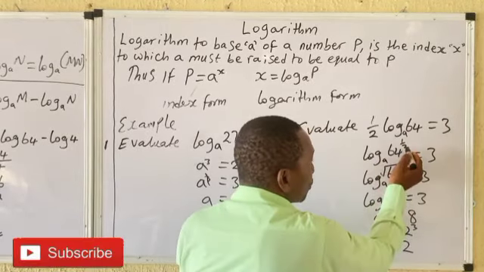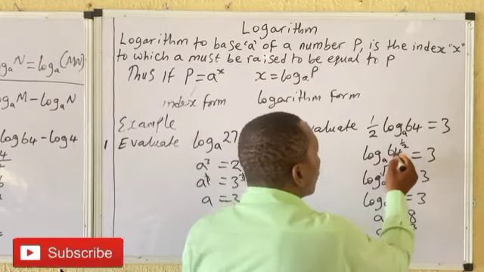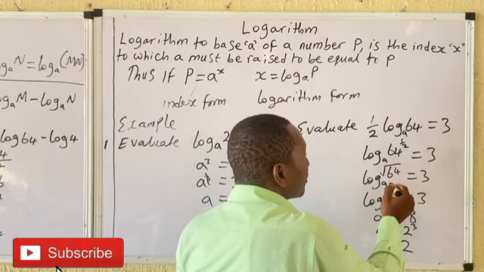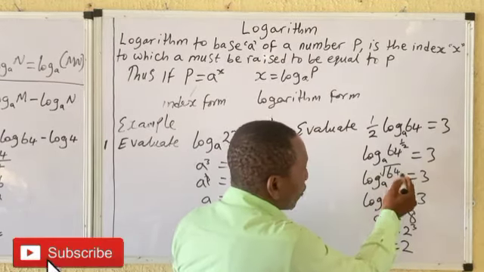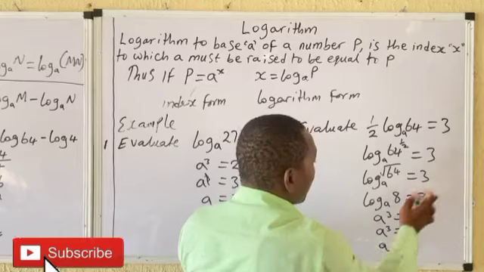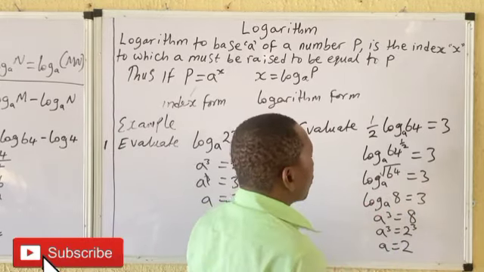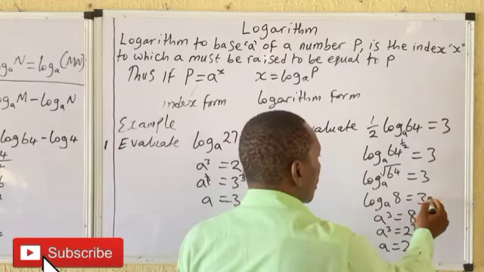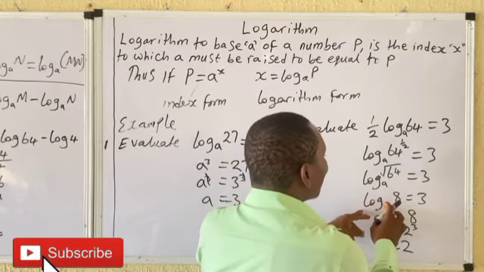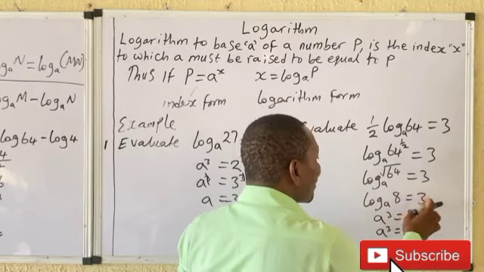So that's the reason why I want to use this half value. 64 raised to power half is the same thing as square root of 64. And square root of 64, remember I'm still putting my 3 down and my 3 down. Square root of 64 is 8. So we now have log base A 8 equals to what? 3. Log base A 8 equals to 3 is the same thing.